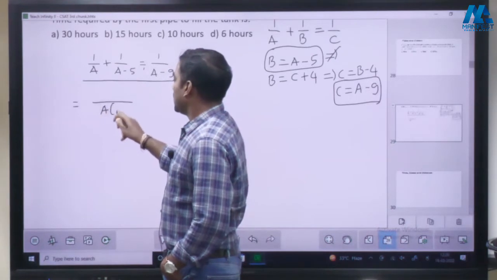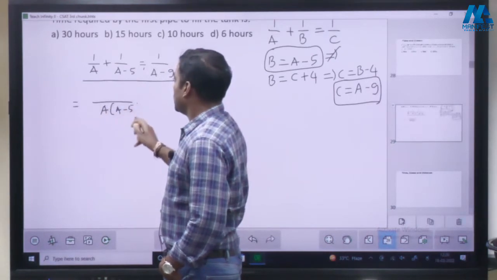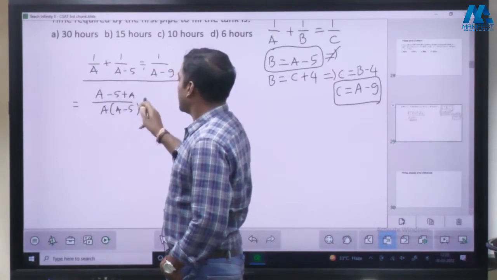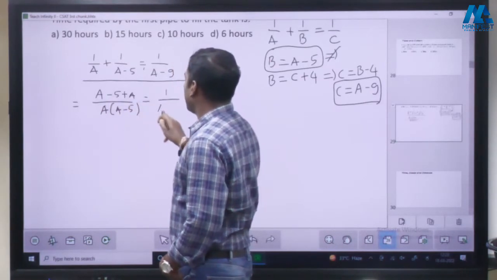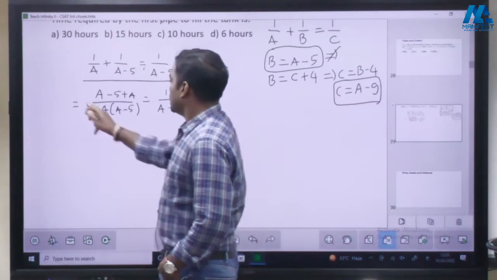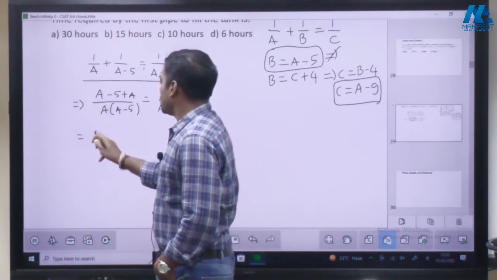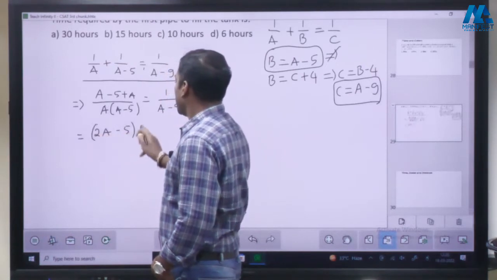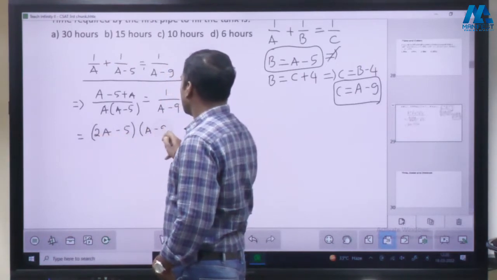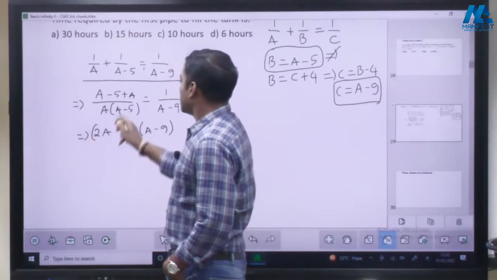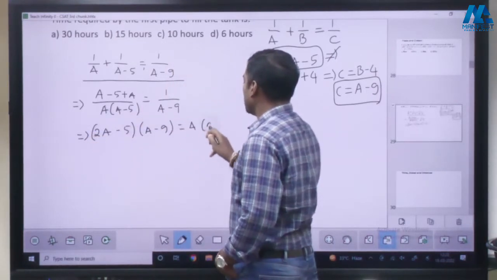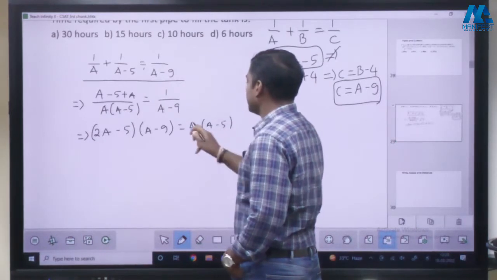A into A minus 5. Here A minus 5 plus A is equal to 1 divided by A minus 9. This is 2A minus 5 into A minus 9. This entire term will go here. It will become A into A minus 5.